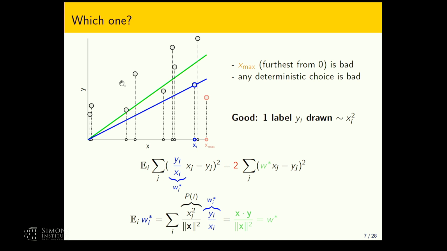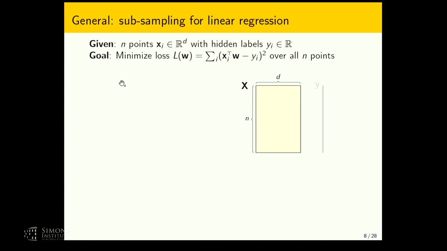So naturally, we can ask, how does this generalize to more dimensions? Okay, so let's set up that problem. We've seen this kind of slide many times here. We have n points in d dimensions. We have real labels yi. The labels are hidden from us. We put the points in a matrix X where the rows are the instances xi. And we want to minimize the total square loss over all n points.